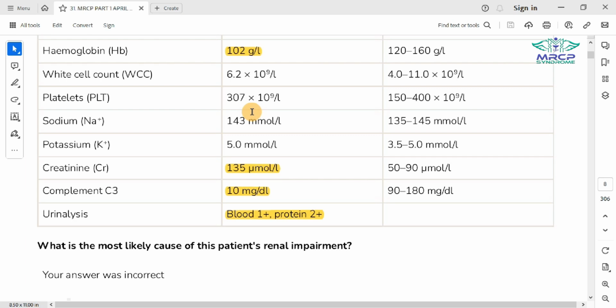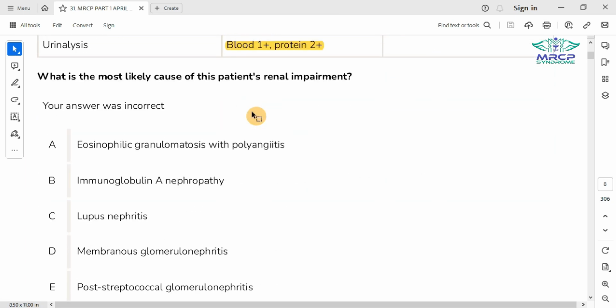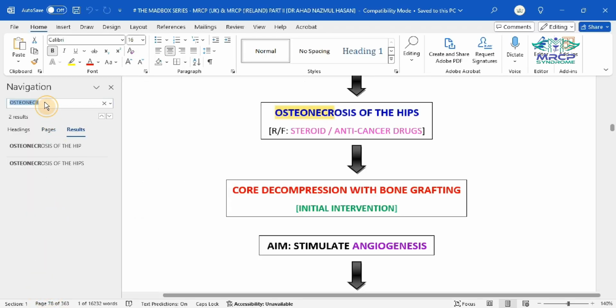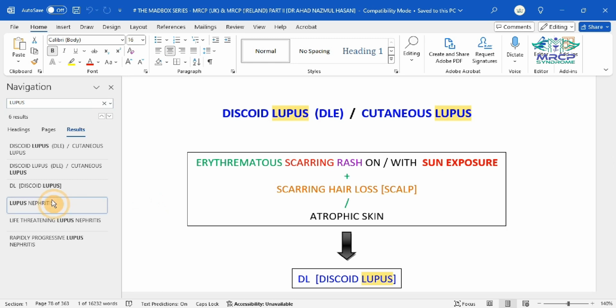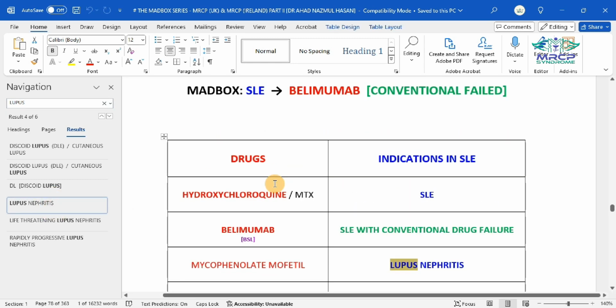So how to treat a case of lupus nephritis? Choice of treatment. In mild to moderate cases, mycophenolate mofetil, and in life-threatening severe cases, we'll be going for cyclophosphamide. So if the patient comes up just with the features of SLE, no renal impairment, just isolated SLE, we'll start treating the patient with hydroxychloroquine.